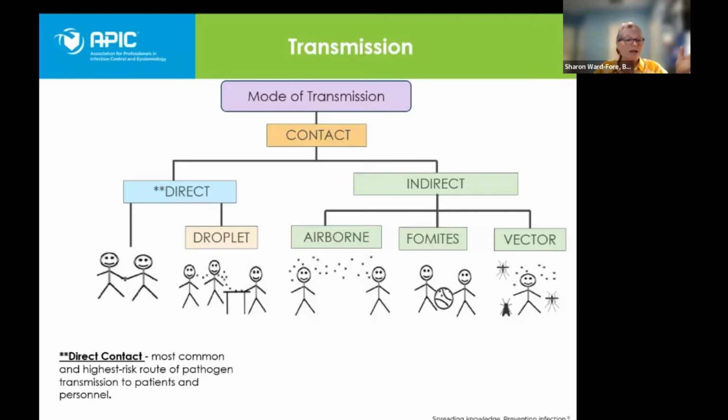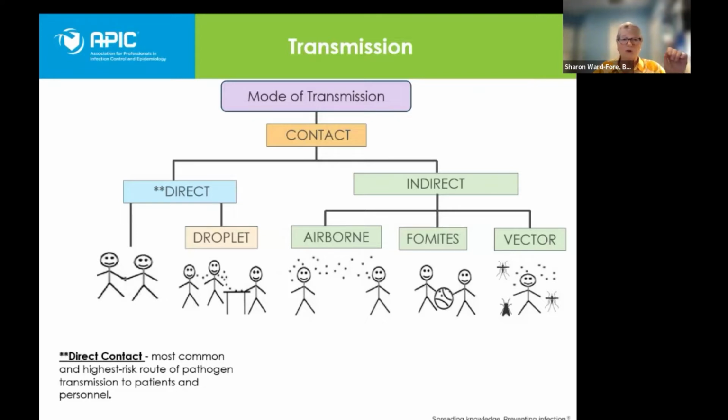Now, direct contact is when disease-causing microorganisms pass from an infected person to a healthy person by direct physical contact with blood or body fluids. So think touching, kissing, sexual contact, contact with oral secretions, or contact with body lesions. And examples of direct contact diseases would be HIV, hepatitis, scabies, and MRSA.